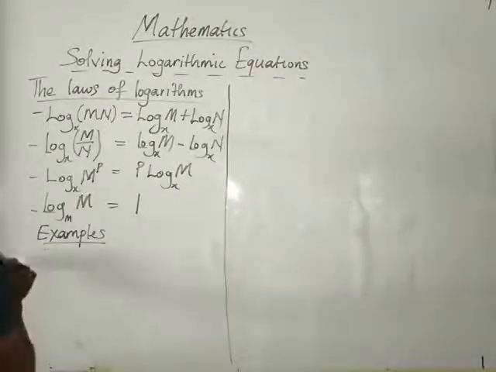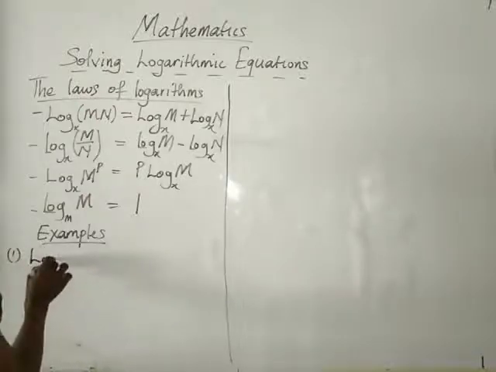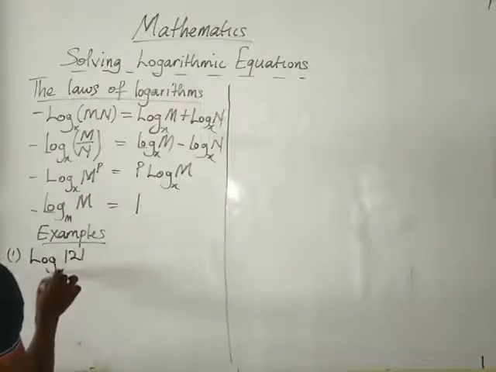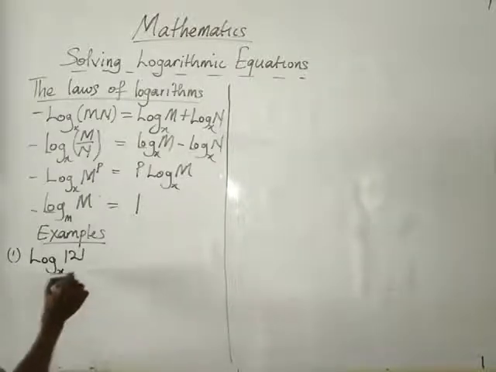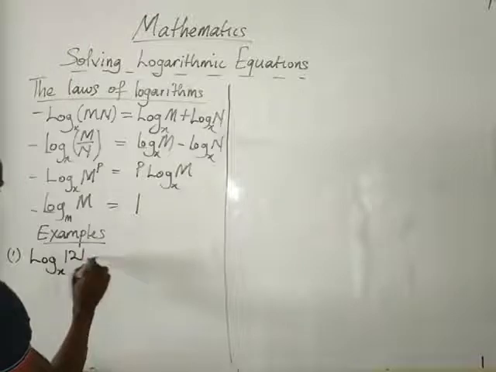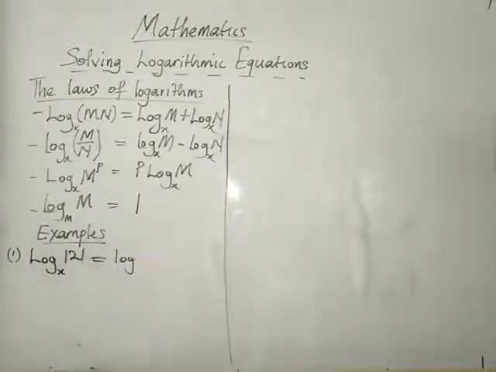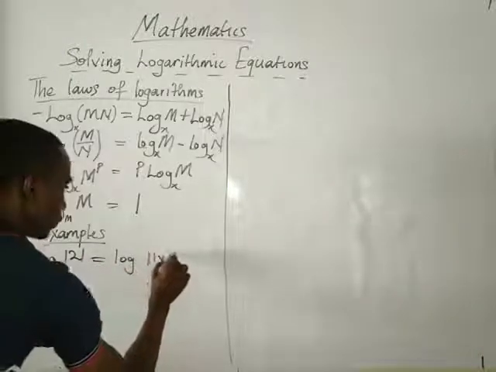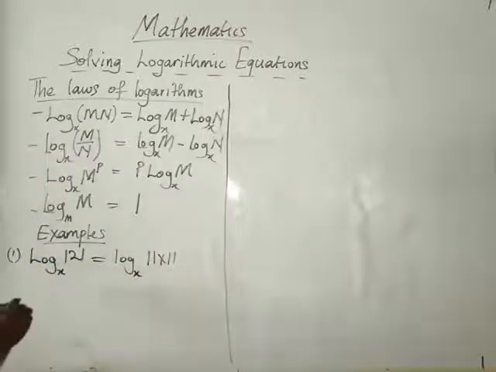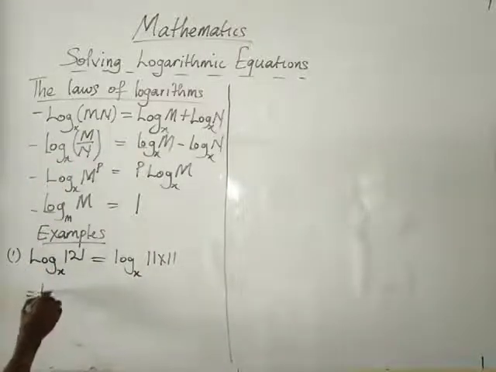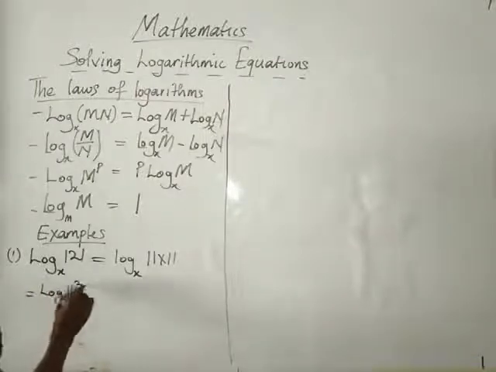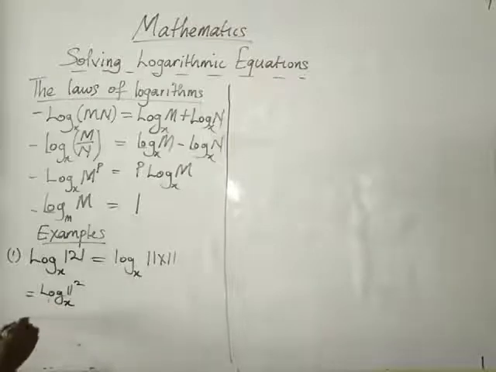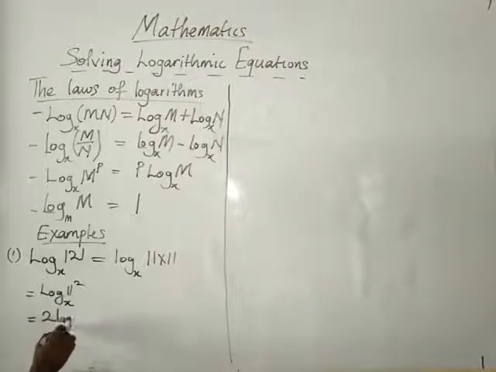Let's take, for instance, log 121 to base x. Now, from this, we can rewrite this as log 11 times 11 to base x. That will give me log 11 raised to power 2 to base x, which will give me 2 log 11 to base x.